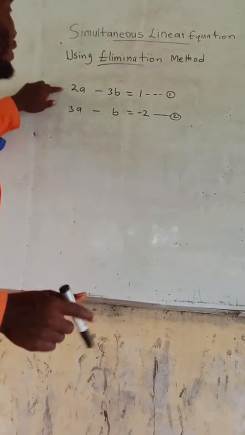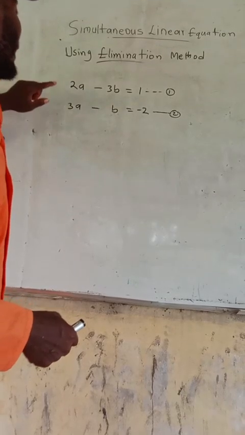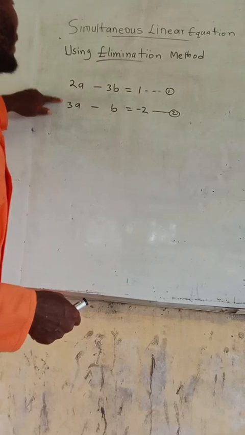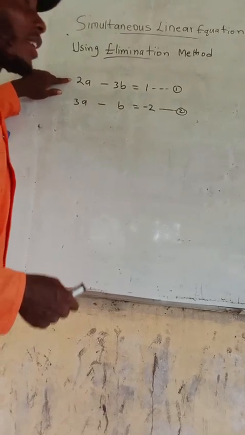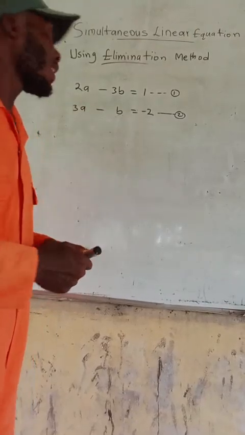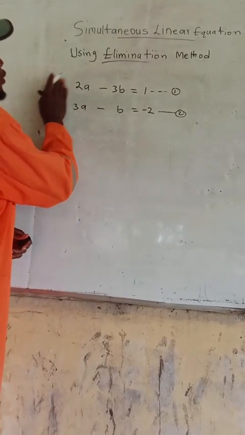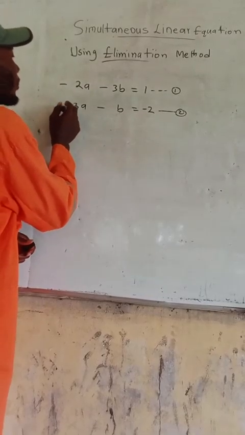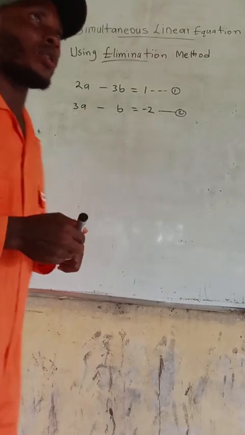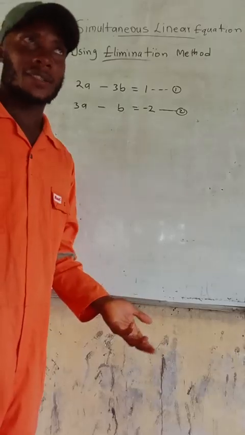What I mean is, if this one has a positive sign, then this other one should have a negative sign. If this one is minus, then this one should be plus. Are you getting it? That is what I mean by their signs should not be the same, but the coefficient should be the same. So how do we achieve that?